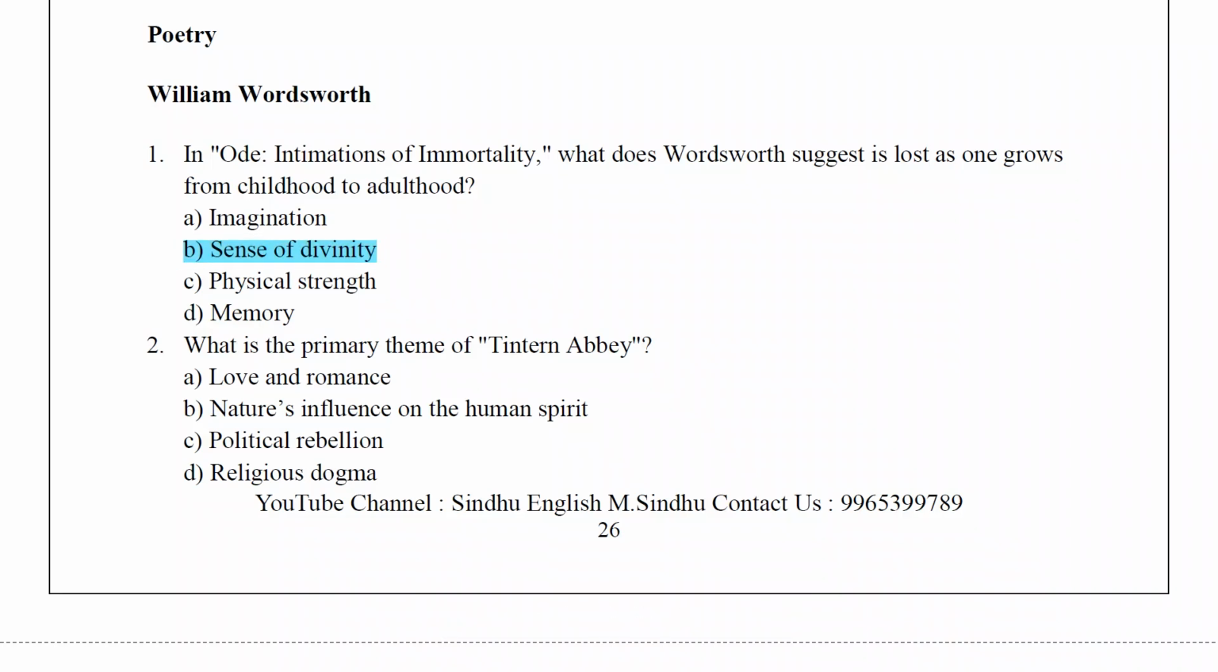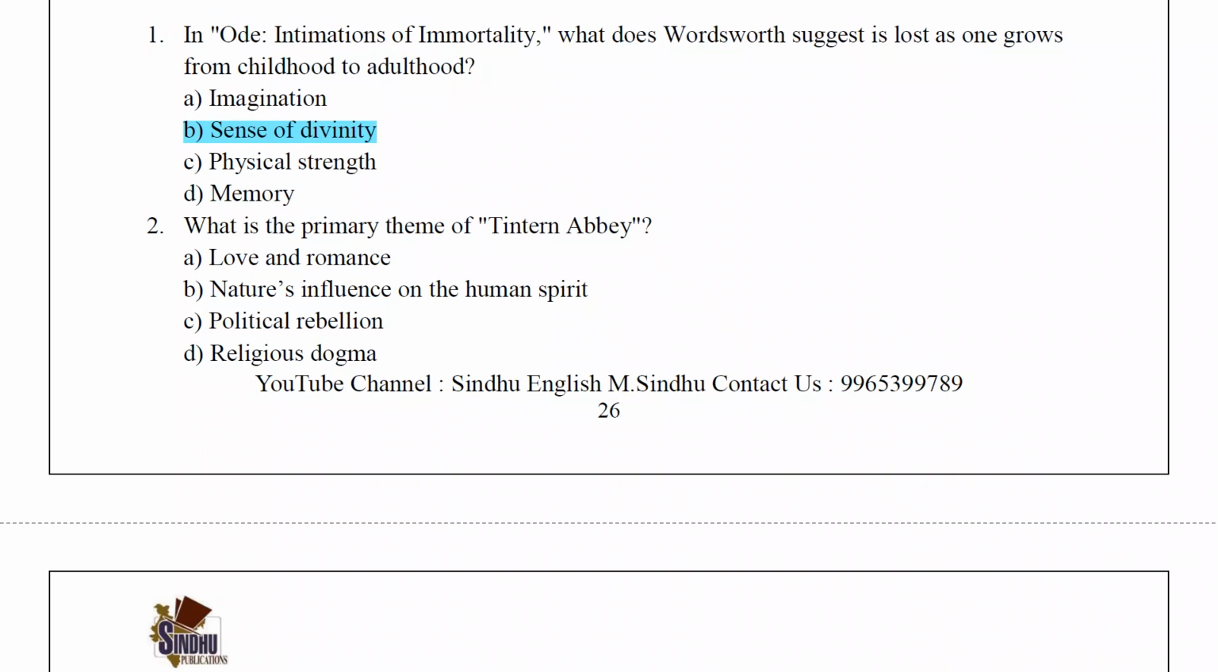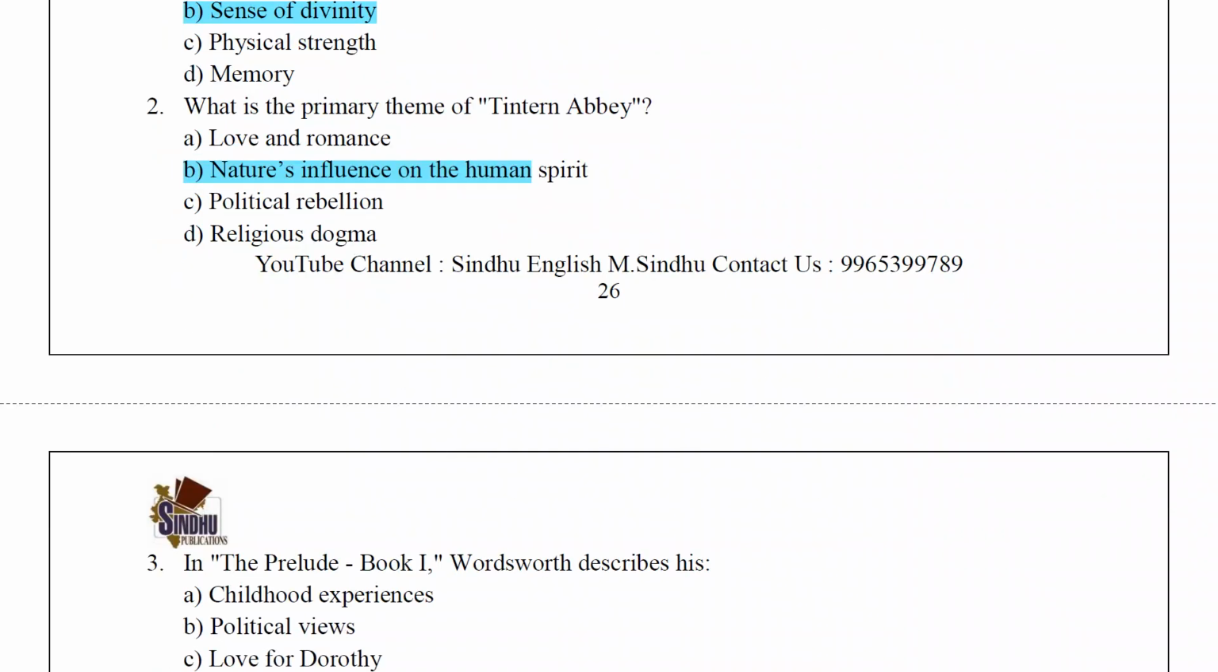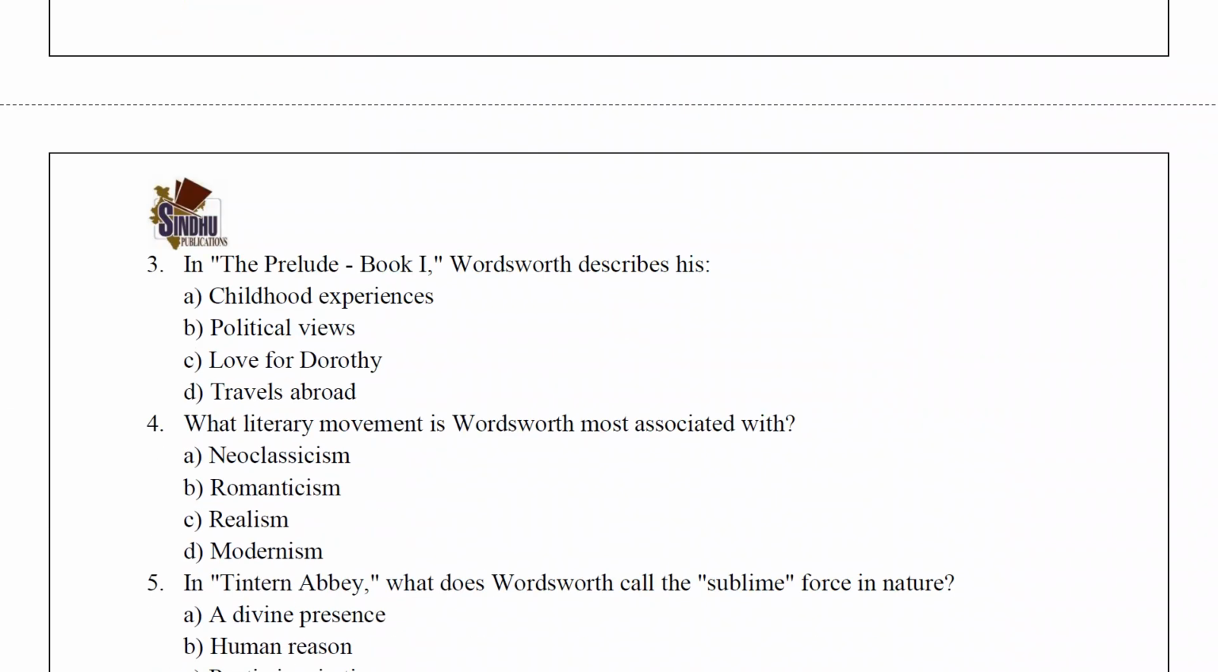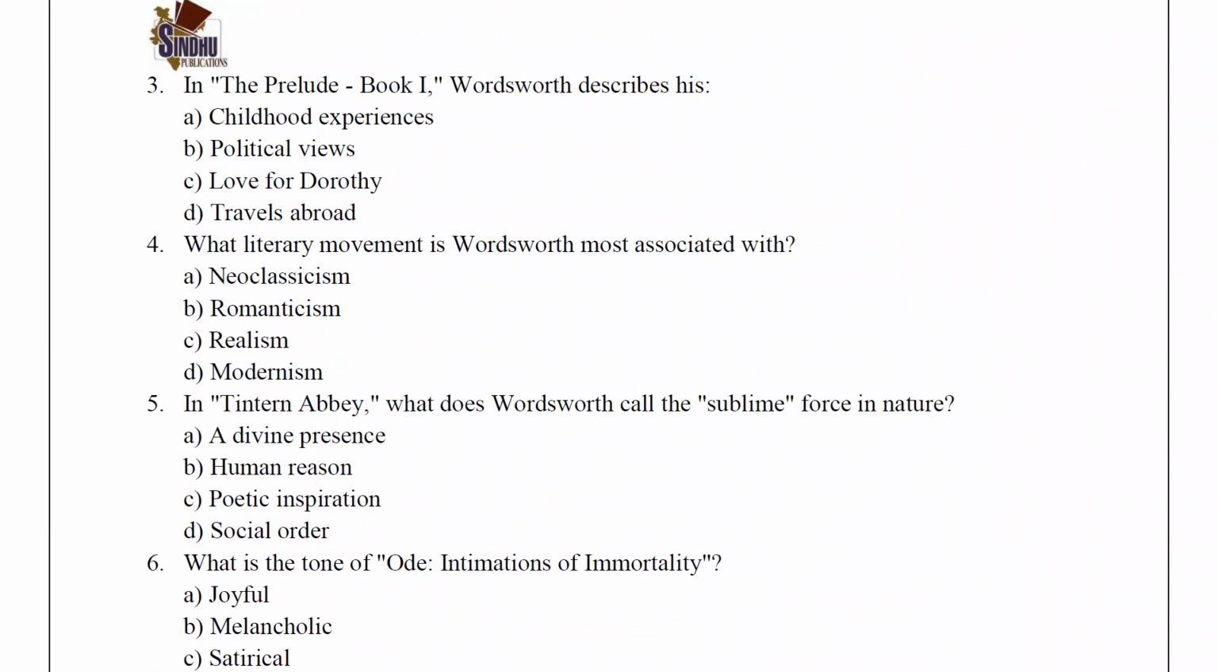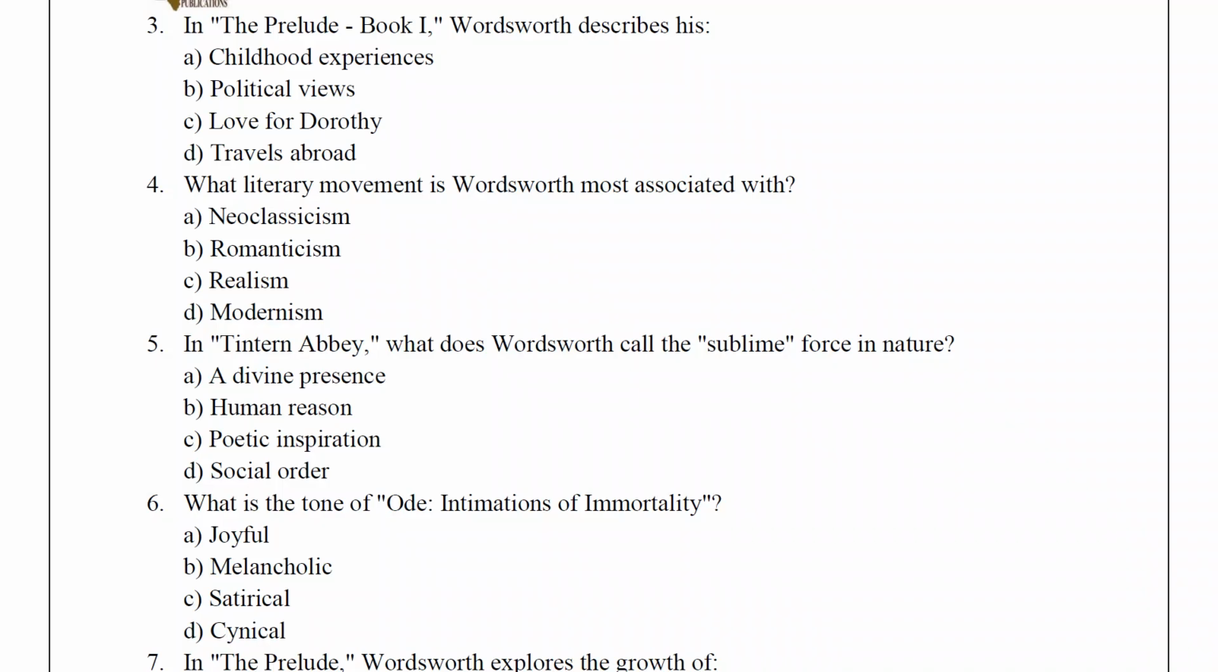What is the primary theme of Tintern Abbey? Nature's influence on human spirit. In the Prelude Book 1, Wordsworth describes his childhood experiences.